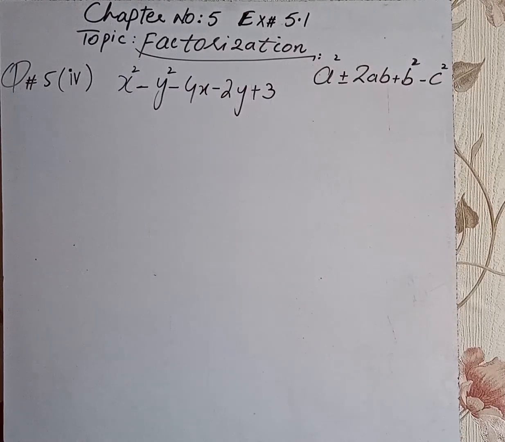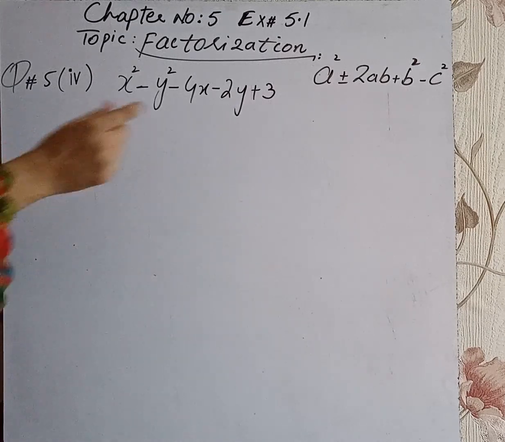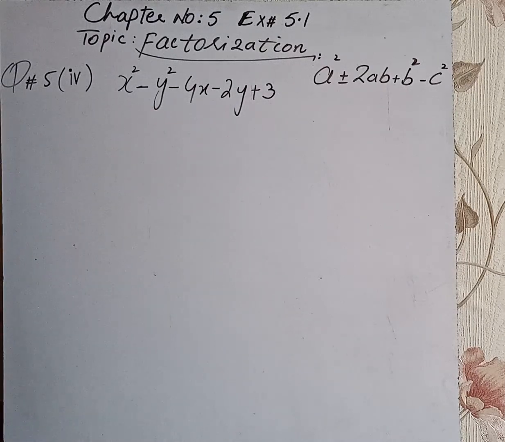Yes guys, here in part 4 you can see how many terms there are: 1, 2, 3, 4, 5 terms. These are not 4. So we cannot make the 5 terms into 4, but we can make them 6. If we make them 6, then there will be the 2 proper formulas of squares. So what we will do here is split the constant term, that is 3.